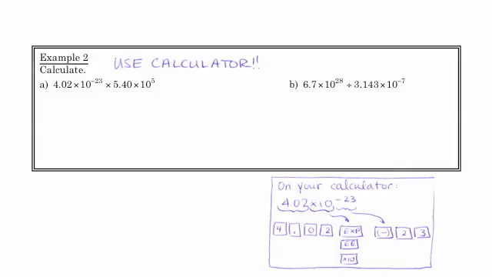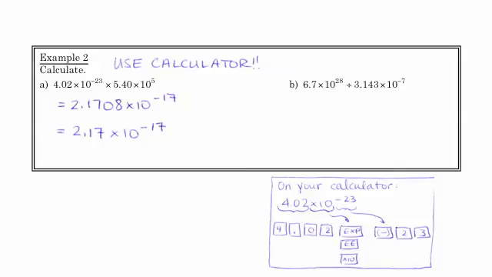Then the way that you enter the exponent is you press, in this example, the negative sign and then 23. So if we do this calculation, this comes out to 2.1708 times 10 to the minus 17. We need to look at significant figures. Each of these has 3. If we're keeping track of the 5.40, that would be another significant figure. So we have to truncate this, and we write this as 2.17 times 10 to the minus 17.